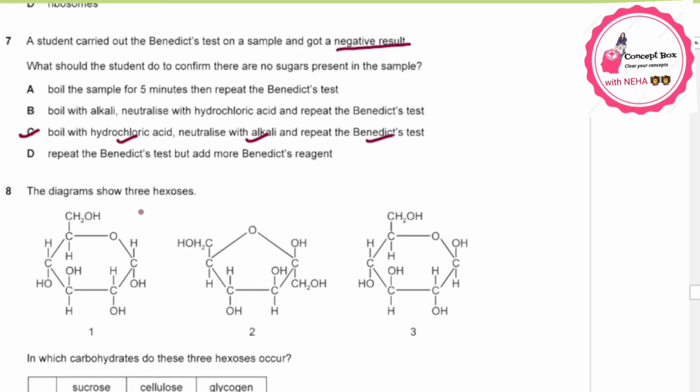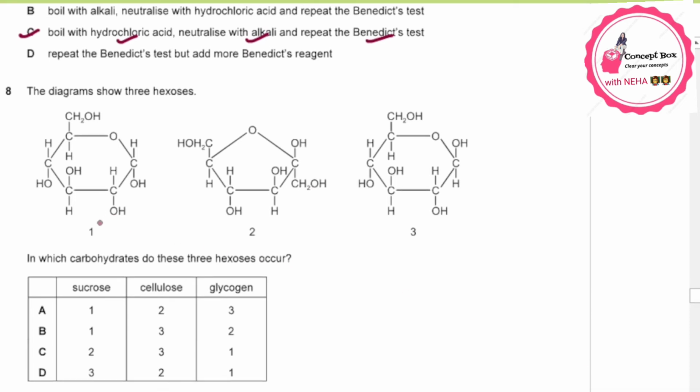The diagram shows three hexoses, 1, 2 and 3. So what is 1? 1 is sucrose. So the sucrose structure is this one, 2. And the 3 one is the cellulose structure because it contains beta glucose, because in carbon 1 the OH is upside. If OH is upside, then it is known as beta glucose, and if H is upside, then it is known as alpha glucose. So this is the answer.